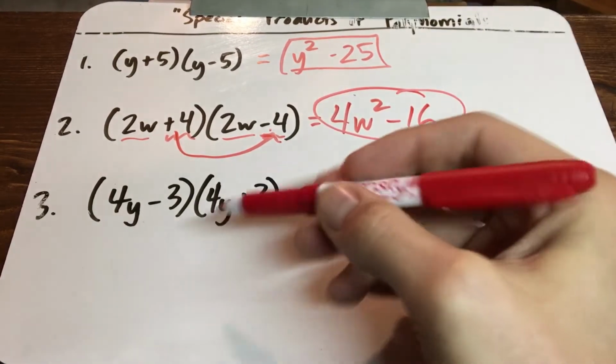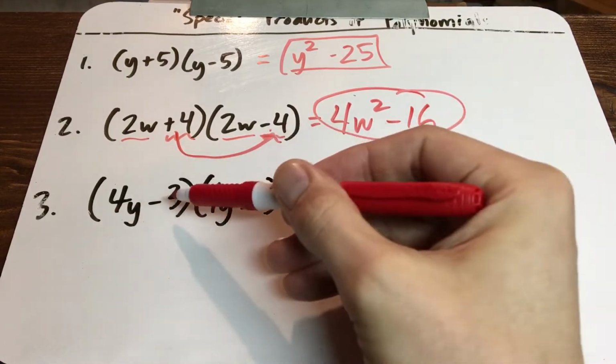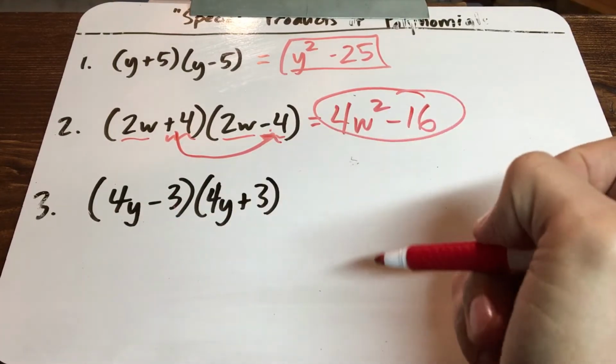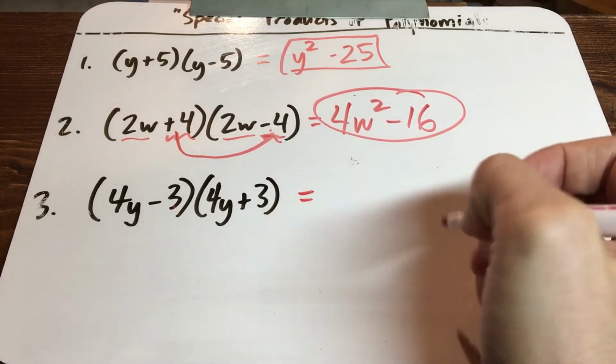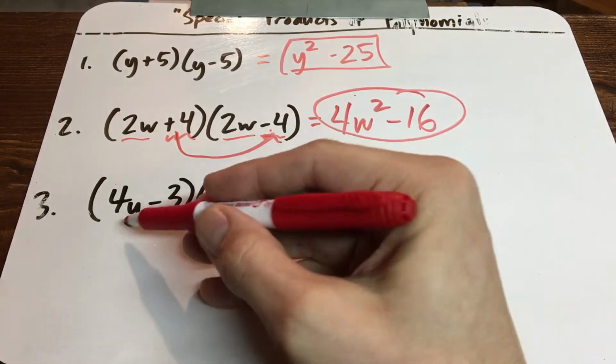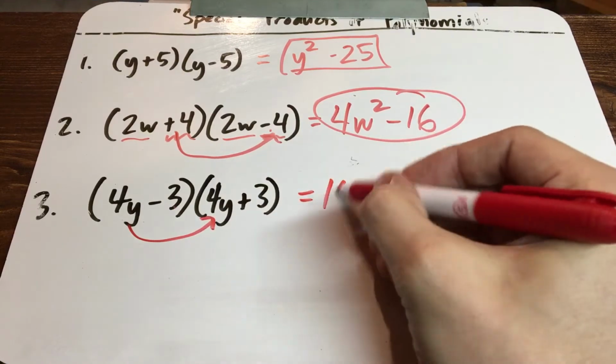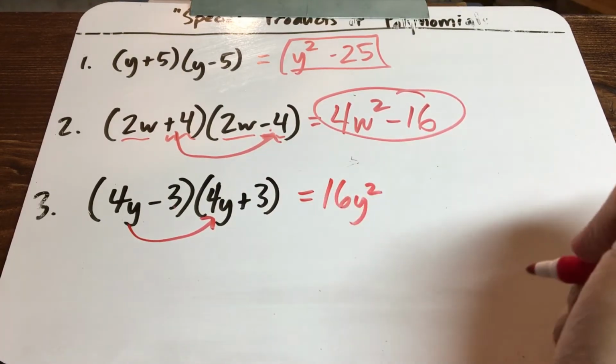You've got the same situation, right? 4y and 4y, 3 and 3. They're perfectly identical. The only difference is one is a minus and one is a plus. So this is another case where my special situation applies. I can do 4y times 4y, which is 16y to the second, or 16y squared.